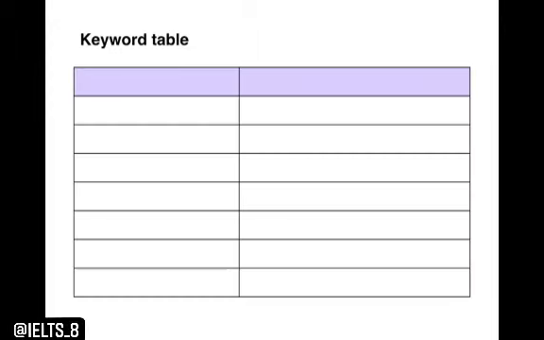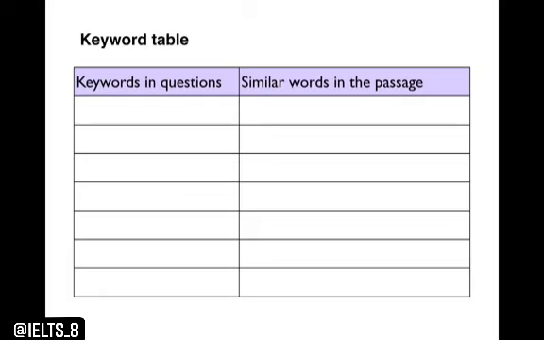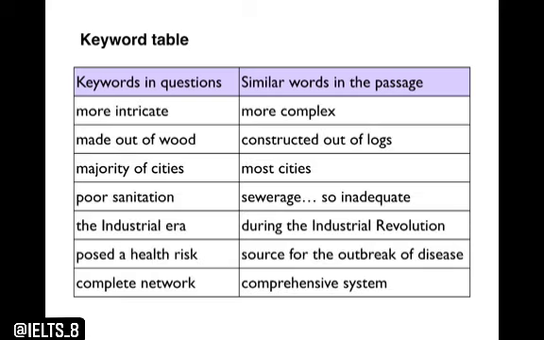Hopefully you've made a keyword table from this lesson, and you'd put your keywords in the questions and similar words in the passage in the 2 columns. Here are some of the words that I chose from this lesson. More intricate, more complex, made out of wood, constructed out of logs, majority of cities, most cities, poor sanitation, sewerage so inadequate, the industrial era during the Industrial Revolution, posed a health risk, source for the outbreak of disease, complete network, and comprehensive system.